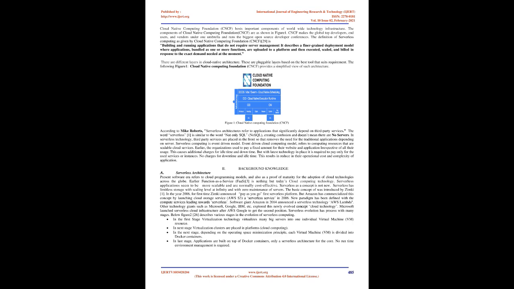The definition of serverless computing as given by the Cloud Native Computing Foundation, CNCF, is building and running applications that do not require server management. It describes a finer-grained deployment model where applications, bundled as one or more functions, are uploaded to a platform and then executed, scaled, and built in response to the exact demand needed at the moment.